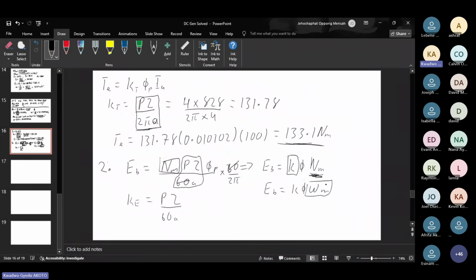So for this one, our Z, we are going to have 428 on 60, which is going to give us a constant of 13.8, okay? So now substituting that in, we have EB is equal to 13.8 into brackets 5, 0.010102 times Nm. Our Nm was given in the question, right?